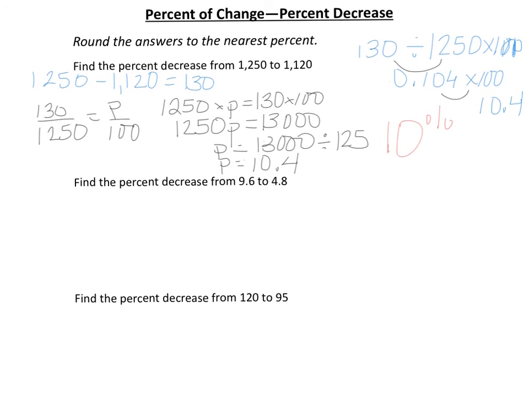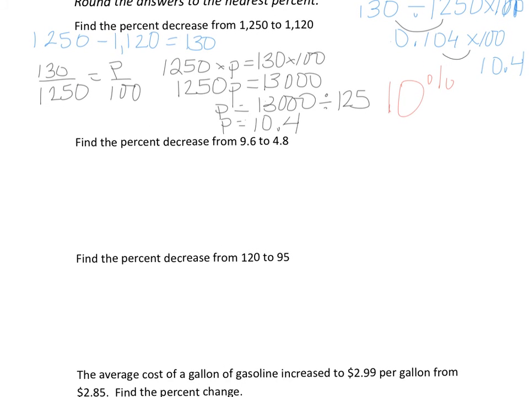The second one, find the percent decrease from 9.6 to 4.8. Once again, same steps. First thing you got to do is subtract the 9.6 minus the 4.8, and in this case, we end up with 4.8. So our change is 4.8. Our original amount is 9.6. We know it's the original amount because that's where we're starting. We go from 9.6 to 4.8, and we're looking for our percent out of 100.